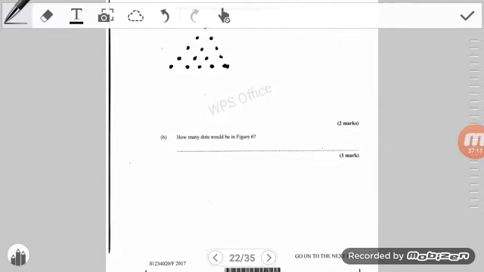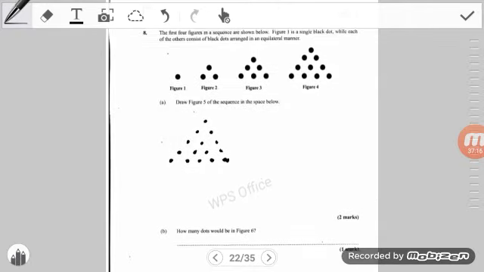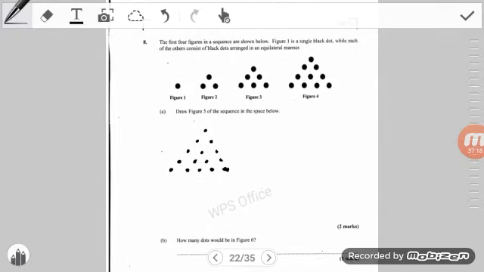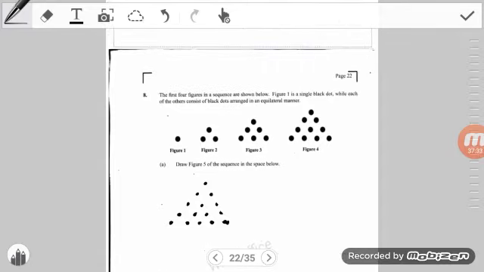How many dots would figure 6 have? Now, we've got to see some sort of pattern here. I'm just going to show you the pattern that I see. Feel free to leave it in the comment section if you see an easier pattern than I saw. So what I'm looking at here is the difference between the amount of dots that each figure has.